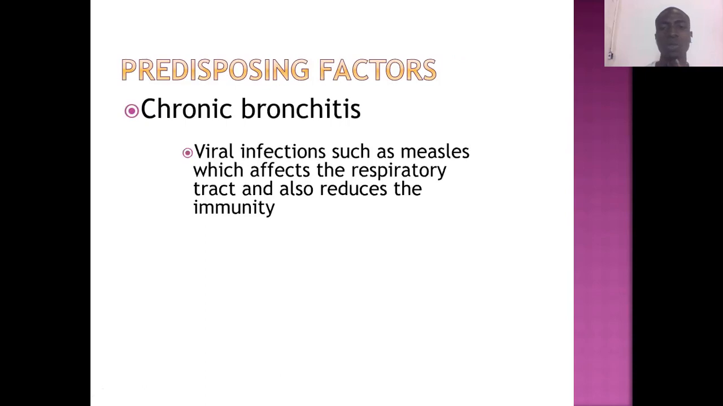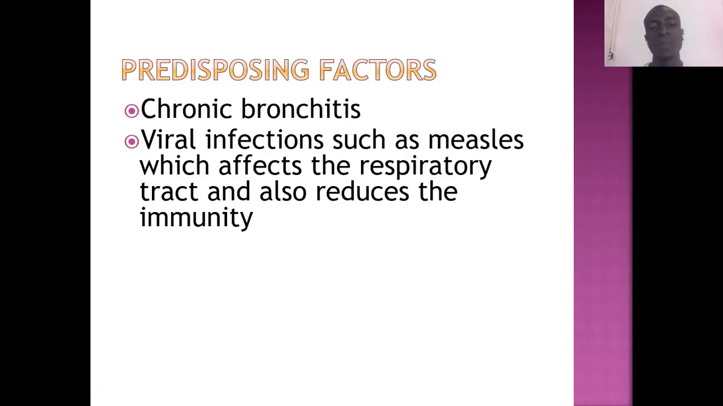Predisposing factors of pneumonia. When somebody has chronic bronchitis, it's a predisposing factor of pneumonia because it's inflammation of the bronchi, so it can cause pneumonia. And also, when somebody has viral infections such as measles, because it affects the respiratory tract and also reduces the immune system, the client is predisposed to have pneumonia.